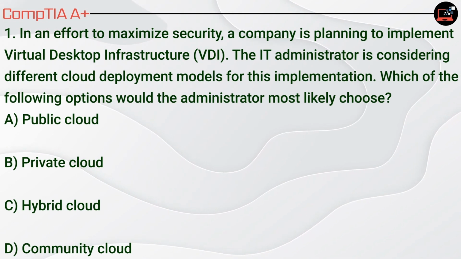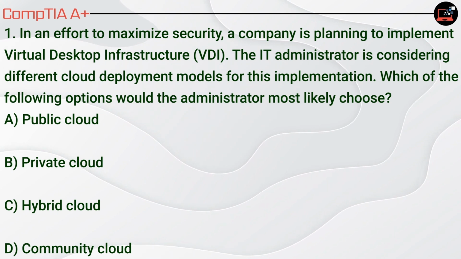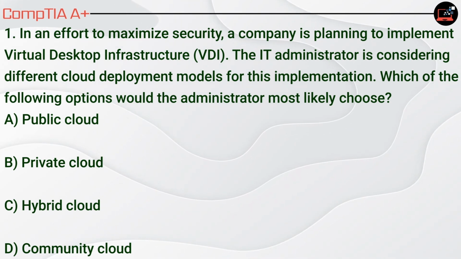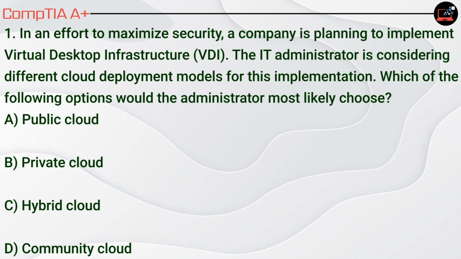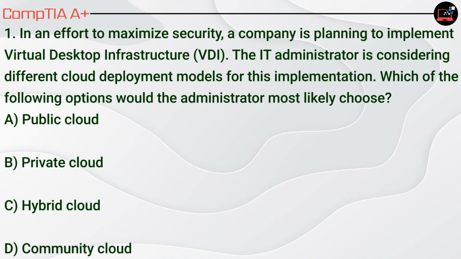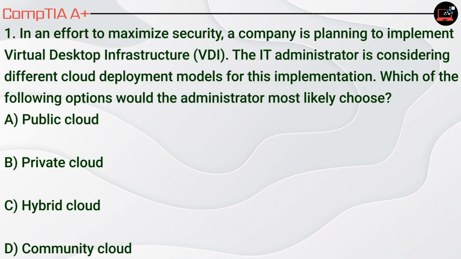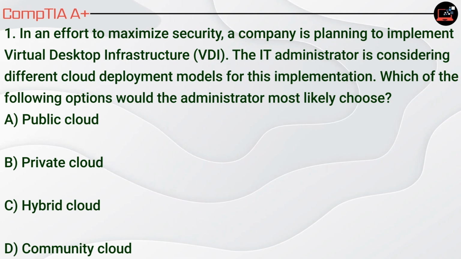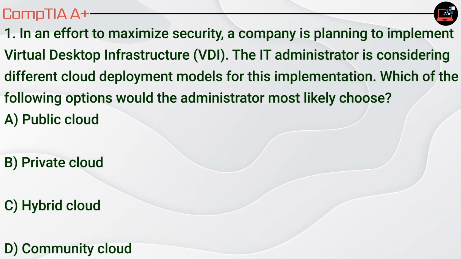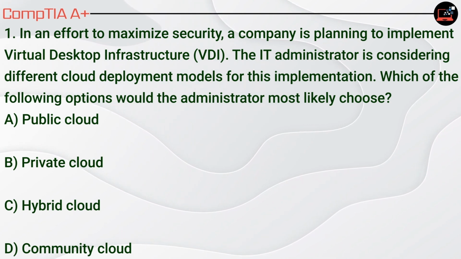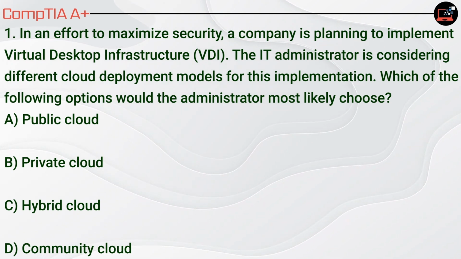The first question is about a company's plan to maximize security by implementing virtual desktop infrastructure, VDI. The IT administrator is evaluating different cloud deployment models for this purpose. Which of the following options is the administrator most likely to choose? A. Public cloud. B. Private cloud. C. Hybrid cloud. D. Community cloud.